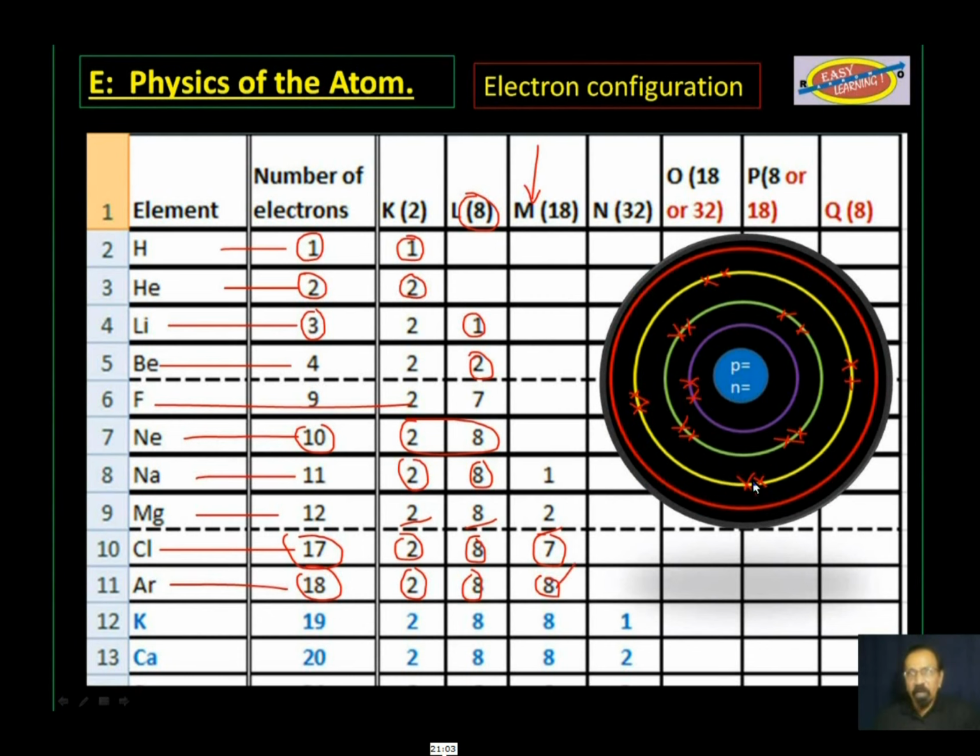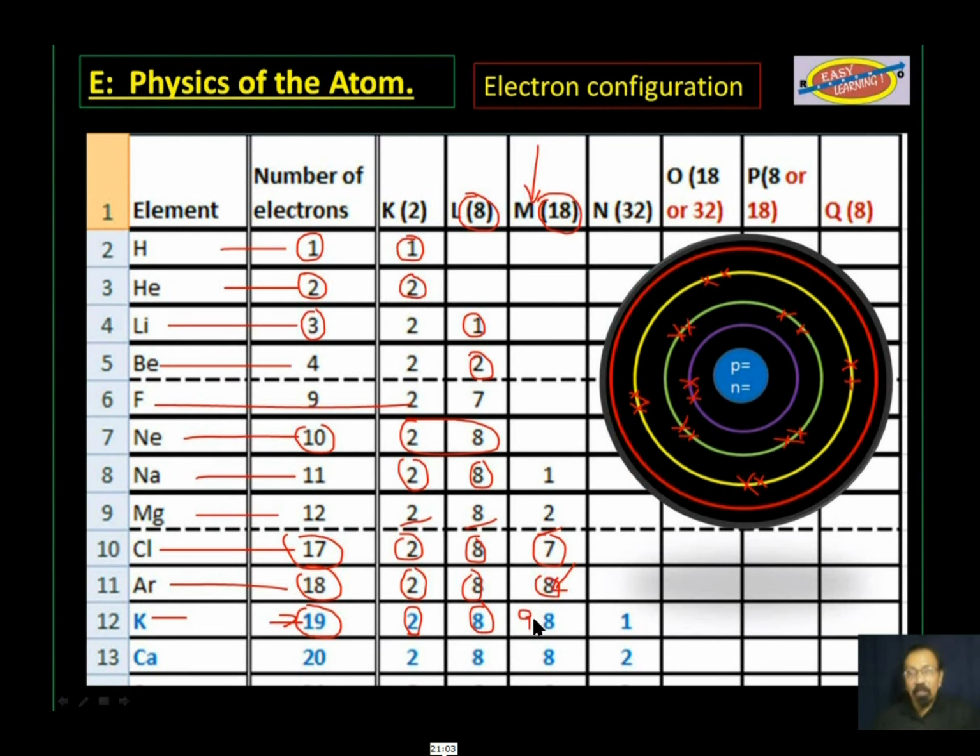Notice that the M shell, that is the third shell in argon, has 8 electrons. You would expect that potassium, that has 19 electrons, would have 2 in the first shell, so far so good, 8 in the second shell, so far so good. But since this shell could take up to 18, you would expect that this third M shell will have 9. But that is not the case.